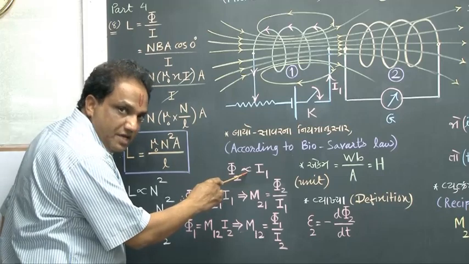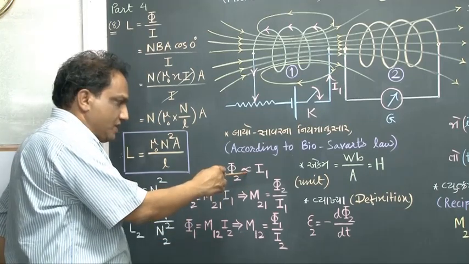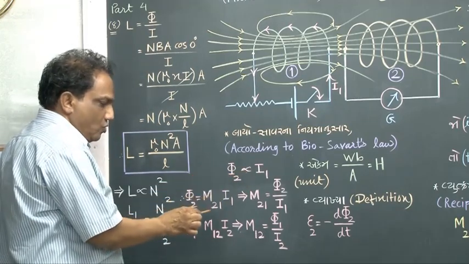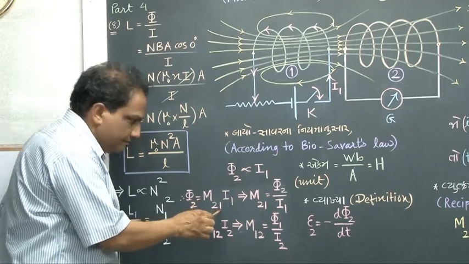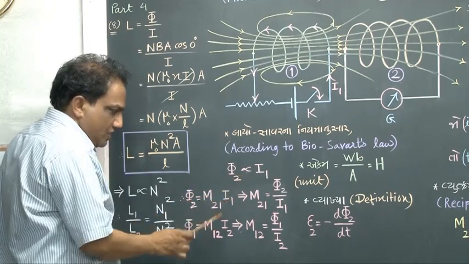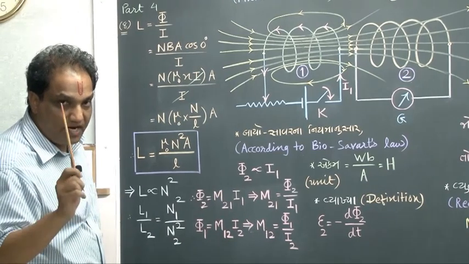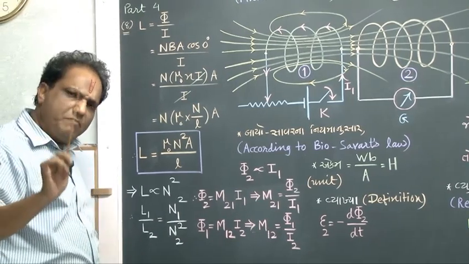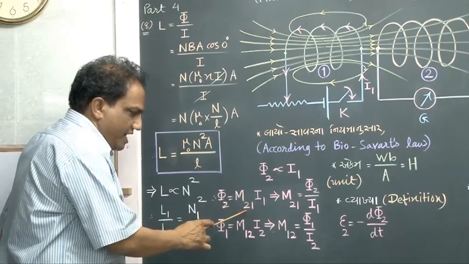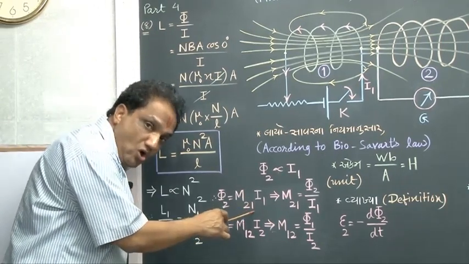Remove the sign of proportionality, put some proportionality constant. It is none but M21, M21 into I1 as it is. You know what is M21? It is coefficient of mutual inductance, or simply mutual inductance of second coil with respect to first coil.